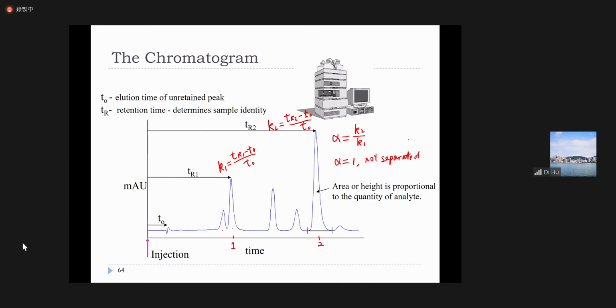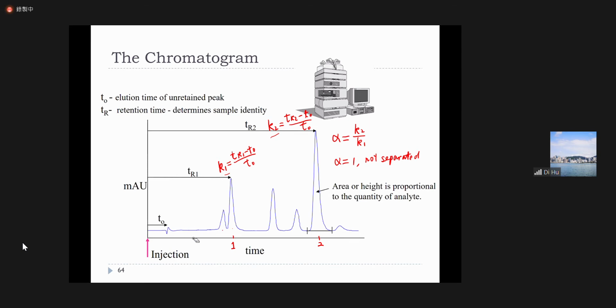So that means our aim is what? When you do the separation, we want the K value to be reasonable, because we don't want them to all come out at the very beginning, in a very short time, but not well separated. You don't want them to be very close to each other and not well separated. You don't want that kind of peak, right?